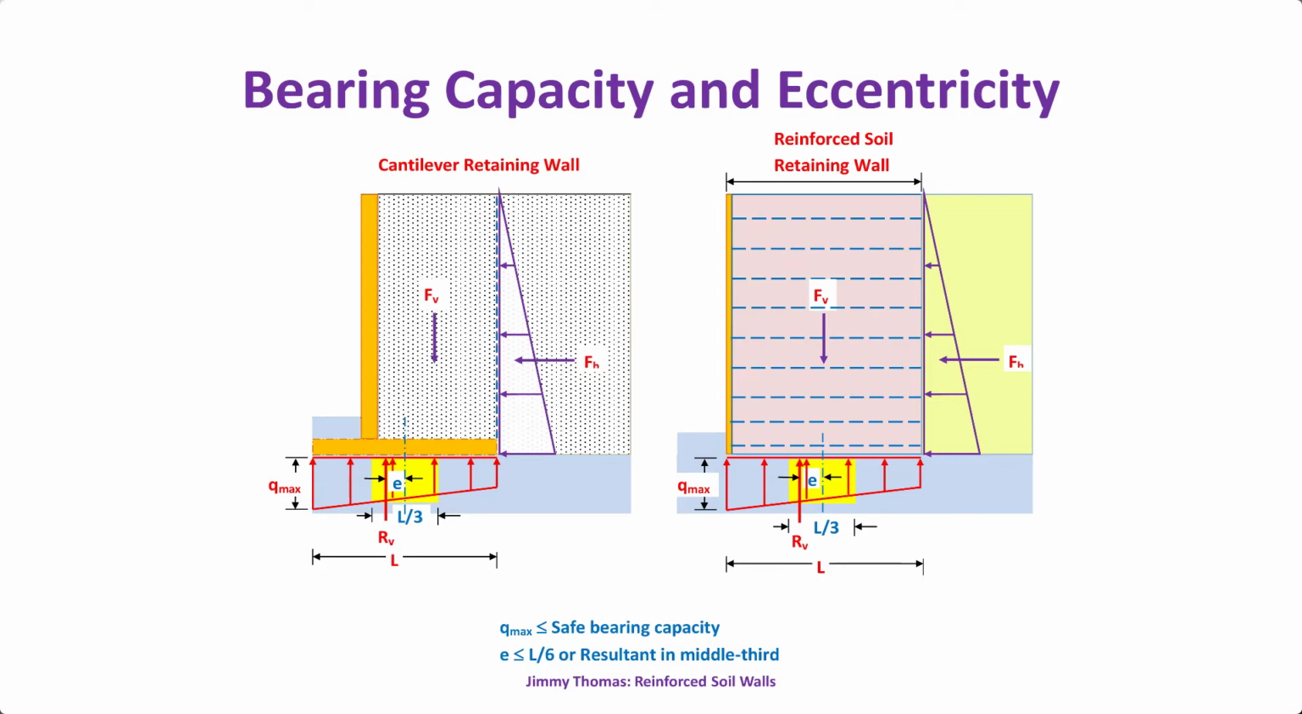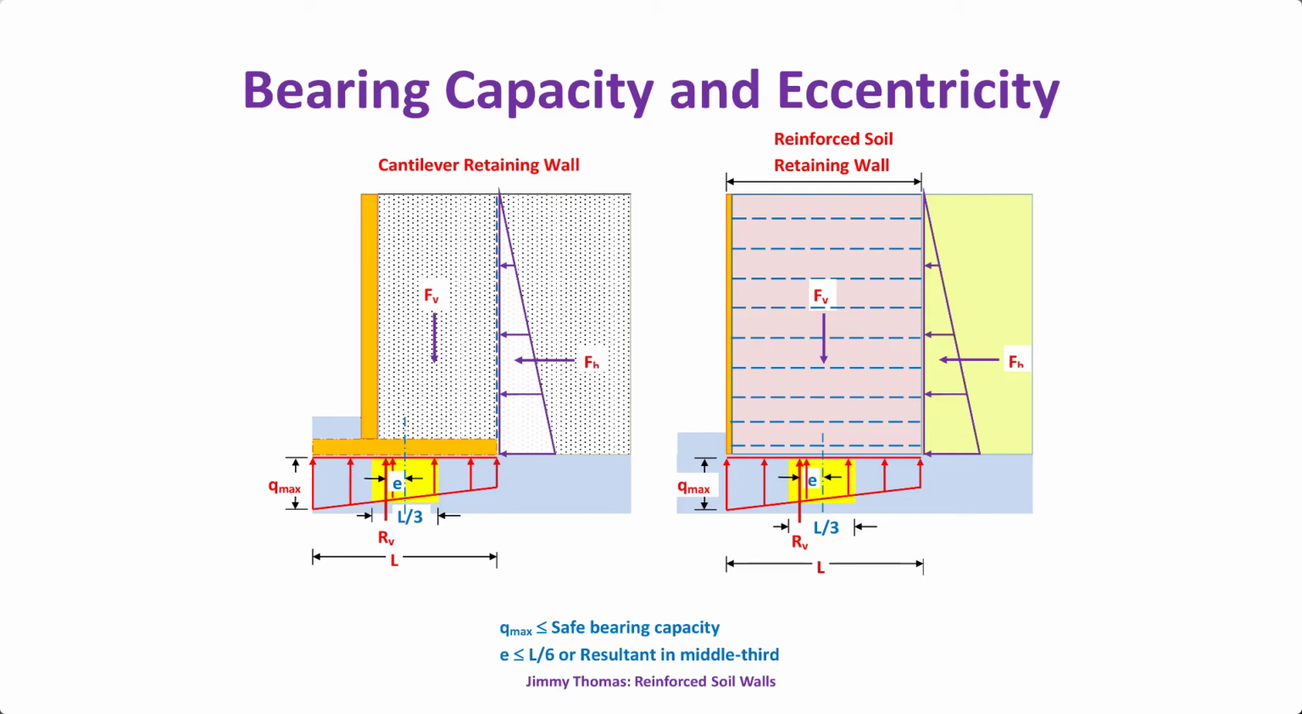Second is bearing capacity. Now there is a vertical force, there is a horizontal force. So we have a trapezoidal distribution. Normally we ensure that the maximum bearing pressure is less than the safe bearing capacity. Or nowadays we go for this Meyerhof distribution, where we assume the vertical force divided by L minus 2E. Normally structural engineers prefer the trapezoidal type of distribution, but we geotechnical engineers prefer the Meyerhof distribution. Same thing here also.